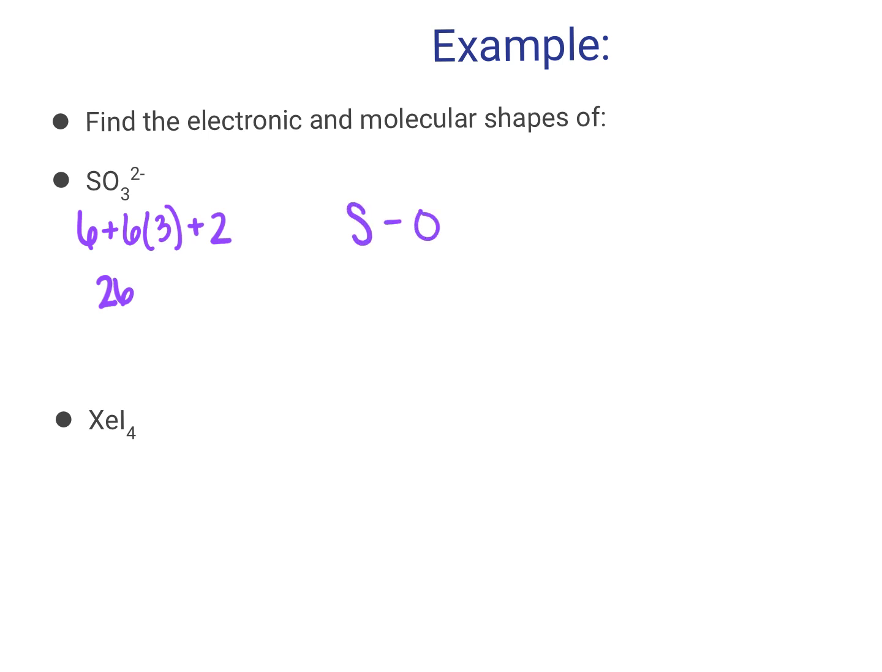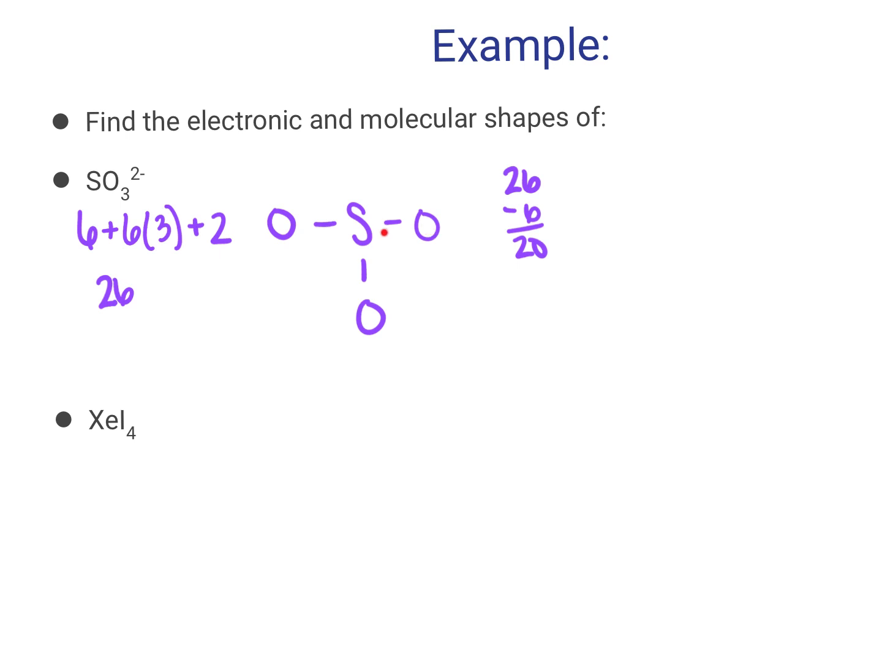Now, which atom is going to go in the middle? And then we'll draw the O's. We started with 26. How many electrons did we use in each single bond? 6. Okay, 2, 4, 6. So how many electrons are left? 20. Okay, 20.